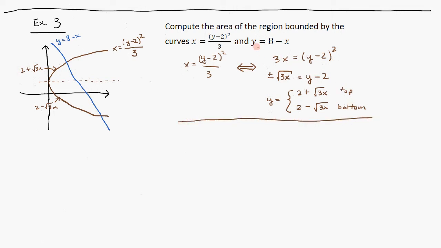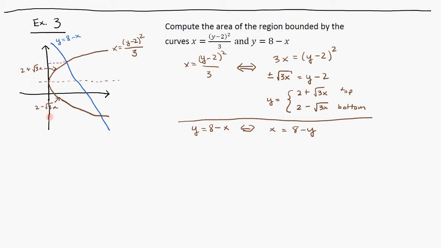So the second equation is already in the form y as a function of x. However, we'll rewrite it in the form of x equals a function of y because we'll need that later. So if I solve for x, I get x equals 8 minus y. So now, before setting up any integrals, I try to find the two points of intersection.